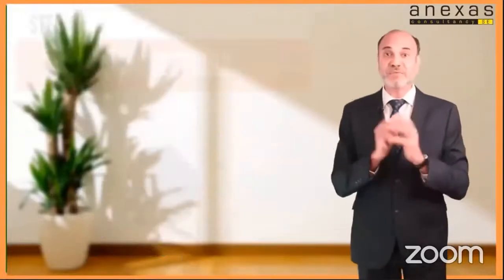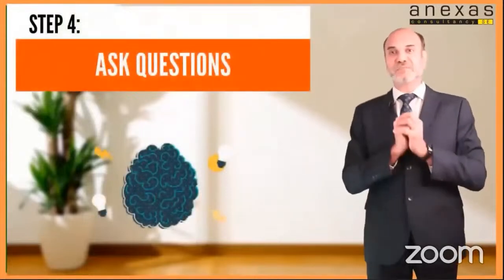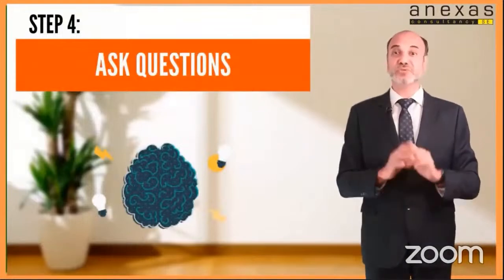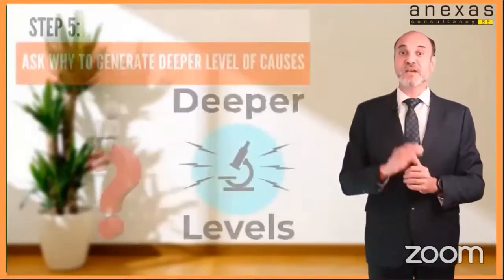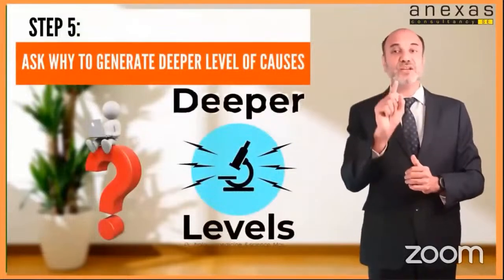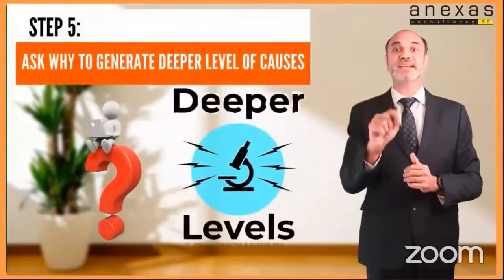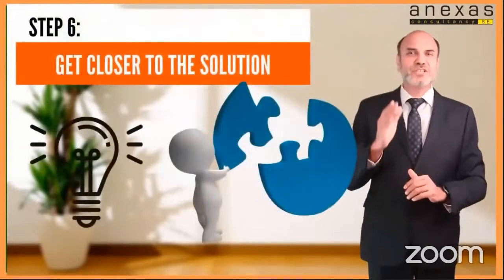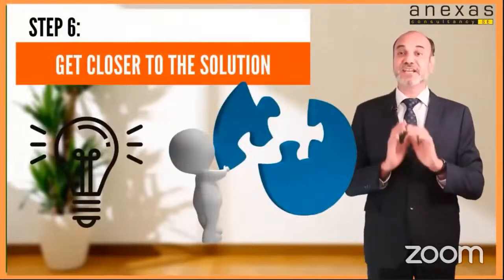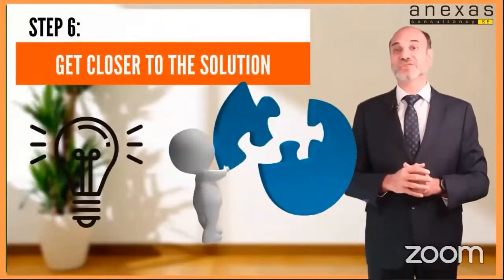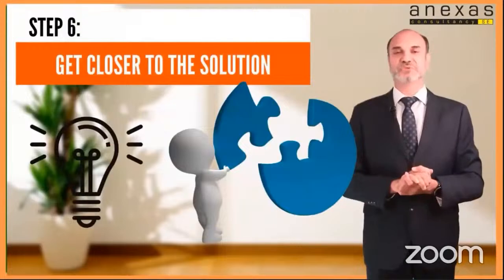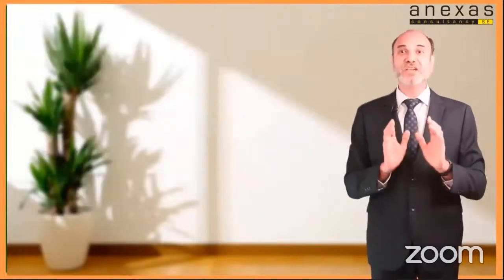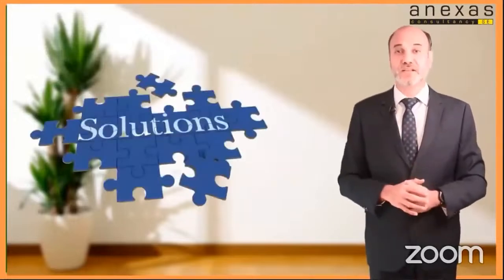6 M's. Step number 4, using the brainstorming technique, ask questions like why is it happening and find the answer to each cause. Step number 5, the process does not stop here. You need to continue to ask why and generate deeper levels of causes. Step number 6, as you do this, you will realize that you are getting closer and closer to the causes and effects of the problem and reaching nearer to the solution. And that's it. In a simple yet effective way, you will reach your solution in no time.